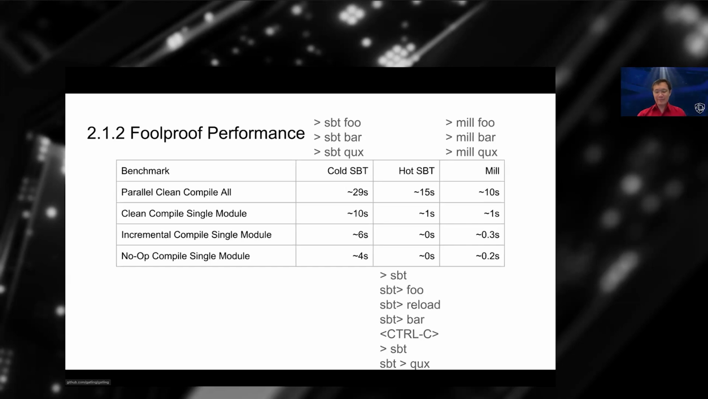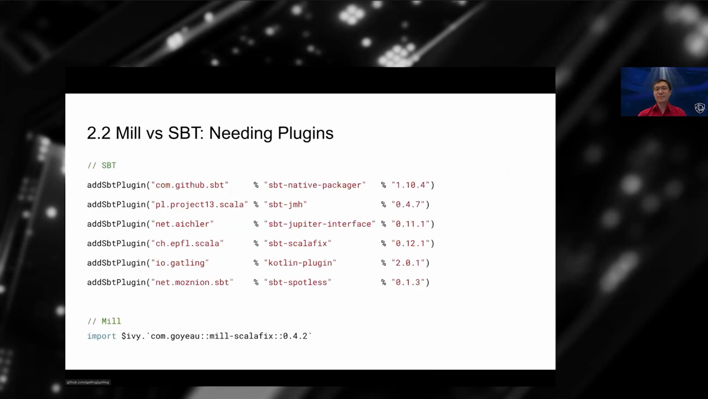So that's kind of the point of what I mean by foolproof, in that with Mill, you don't need to worry about configuring a build tool or using a build tool correctly to get good performance. It's not fast in SBT, but it's just easier to get the good performance out of it than it is using a traditional SBT build system.